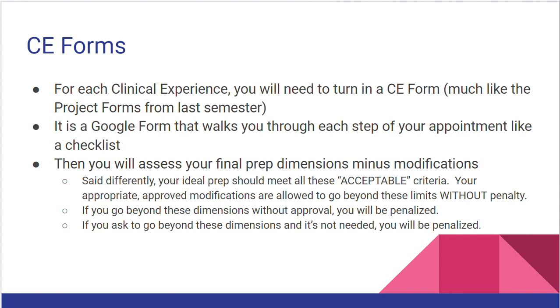And so as long as you have it approved and it still falls within that 1.5 millimeter criteria, it's deemed acceptable, even though it's technically not, and you won't lose points for it. Does that make sense? So if you go beyond that 1 millimeter dimension without approval, you will be penalized. And if you ask to go beyond a dimension and it's not needed, you'll also be penalized. So there's this little game that you have to play when you're looking at decay and prepping these teeth, where you want to try to stay in this little zone of not losing points, but still be able to remove all of the decay to have an appropriate final restoration.